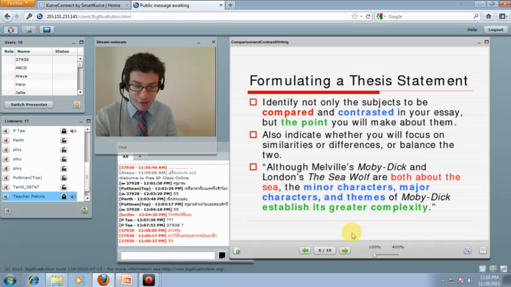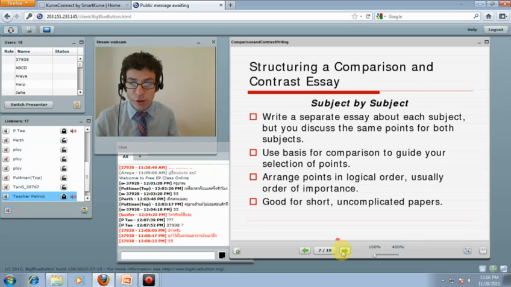As I understand, you're still working on learning English, so this is very complicated, but we have a sample essay we can go over. So, up next, structuring a comparison and contrast essay.